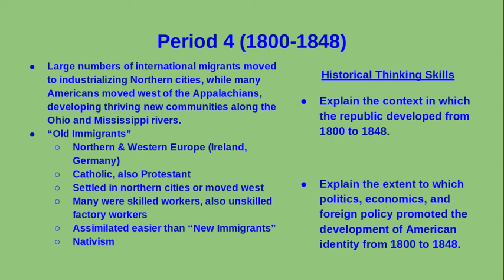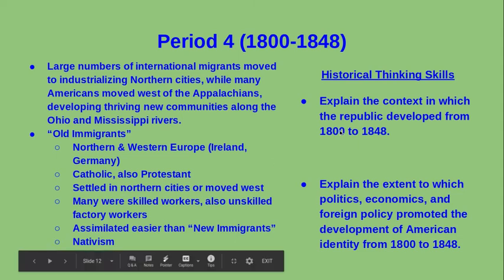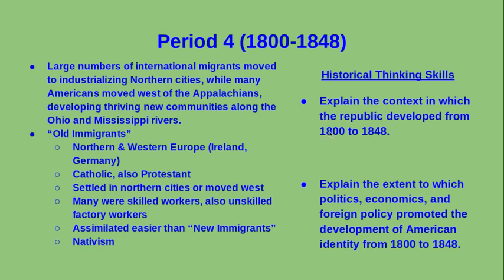Now we're into period 4. Again, guys, this is the age of Jefferson through the age of Jackson. It starts with Thomas Jefferson's election in 1800, and it ends with the end of the Mexican War and the end of James K. Polk's administration. This is also as America begins to grow. Contextualize this. We are growing and developing. It's like our teenage years in the Republic.